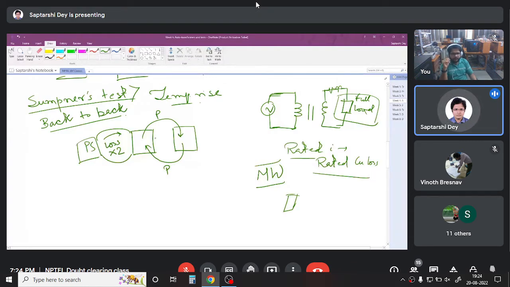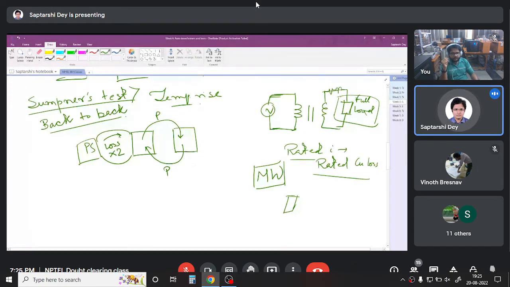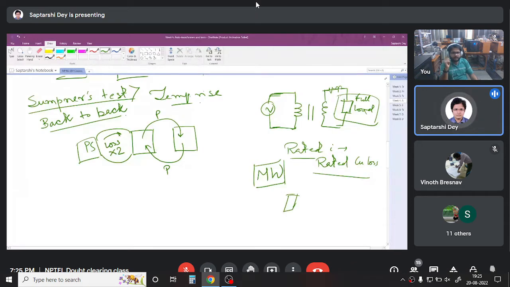Right? So now we need not draw a megawatt of power from the source. All we need to draw is this 2 times the loss, which may be in the range of some tens of kilowatts. So we have saved a lot of power.